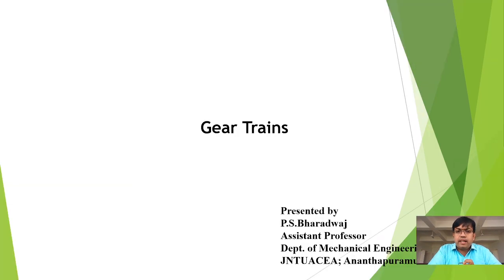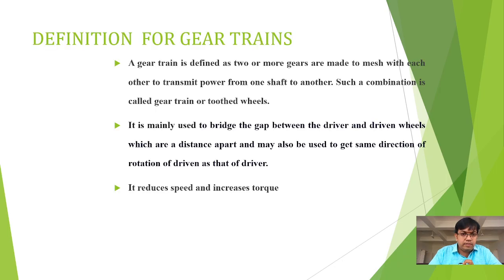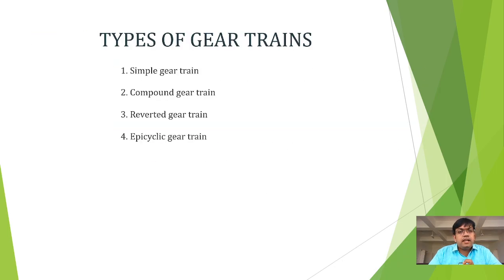Now, what is a gear train actually? When two or more gears are meshed with each other to transmit the power from one shaft to another, you call such a combination a gear train. So, these gear trains are going to reduce the speed and increase the torque of the output shaft. And these are also used to bridge the gap between the driver and the driven gears. And that's the definition.